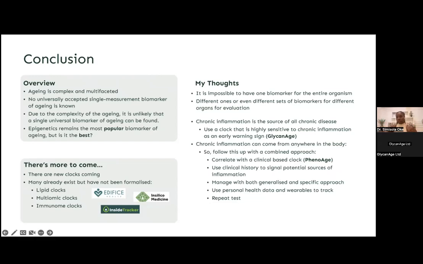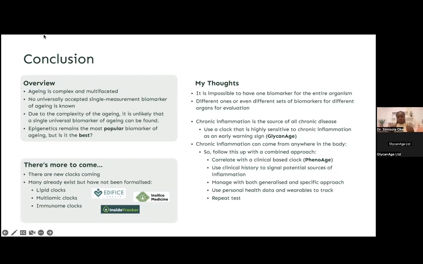But when it comes to my thoughts, both as someone who works with GlycanAge, but also as a clinician as well, I think it's impossible to have one biomarker for the entire organism because it is so complex. I think really what you want is different ones that give you different views of how someone is aging. But ultimately, because we know that chronic inflammation is the source of all chronic disease, ideally you want to use a clock that is highly sensitive to chronic inflammation and use it as an early warning sign to understand if someone is accelerating and aging faster than they should be.